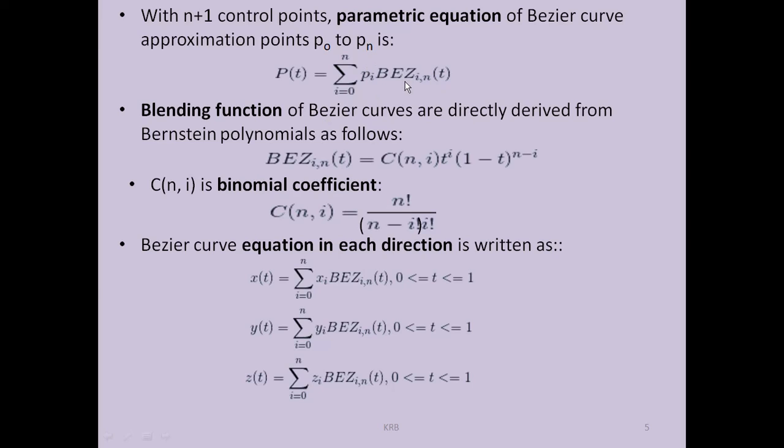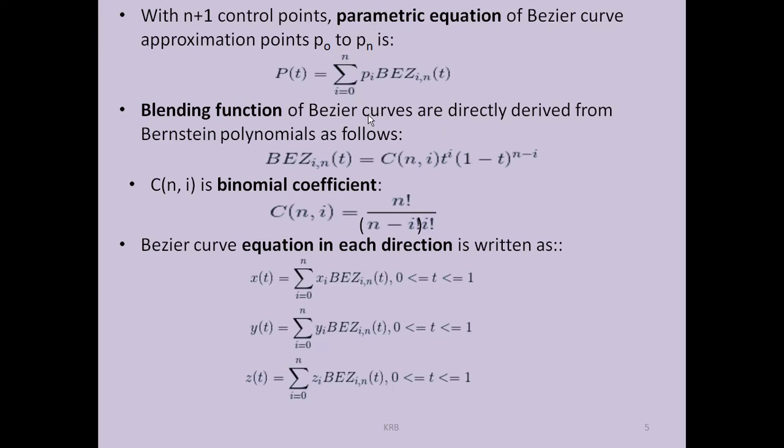So how can this blending function of the Bezier curve be formulated? It can be formulated by using the Bernstein polynomial. These Bernstein polynomials are as shown on the screen. The blending function can be calculated as the binomial coefficient C of n comma i, times t raised to i, times 1 minus t raised to n minus i. This binomial coefficient can be calculated using the following formula: n factorial divided by n minus i factorial times i factorial.